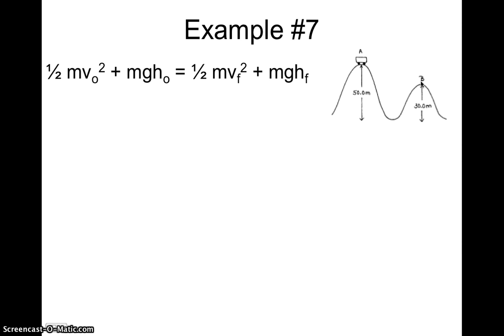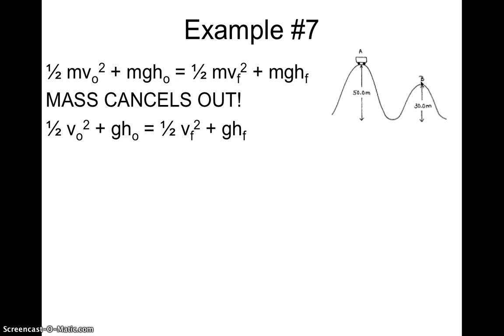To do this problem we're going to use our conservation of energy equation again, and if you remember from before, the mass cancels out. So now we're left with 1/2 V0 squared plus g times the original height equals 1/2 Vf squared plus g times the final height. Notice that this one does have a final height. It's not 0, so be careful with this one.